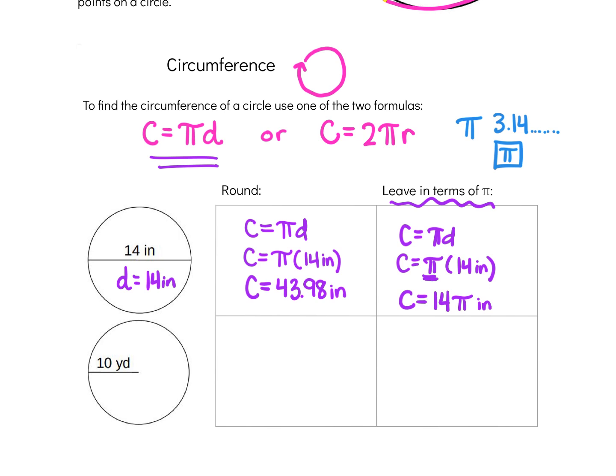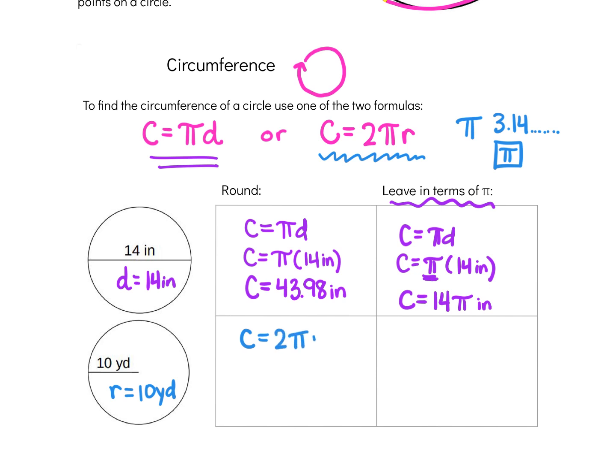Let's try this again with the next circle right here. And you can see this line does not go all the way across the circle. That means this is the radius. So I know that my radius here is going to be 10 yards. We're going to start with the rounding category. So this time I am going to use the formula that has radius in it because I know what the radius of the circle is. You can use either one though. You can say, well, if my radius is 10, then I know my diameter is 20. That is fine, and use the other formula.